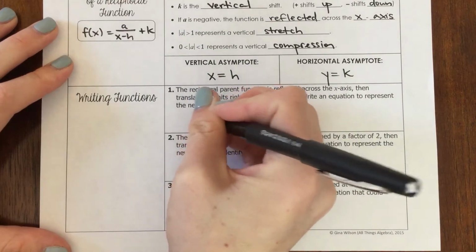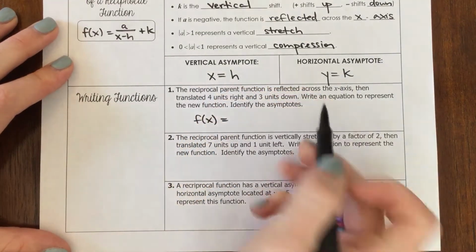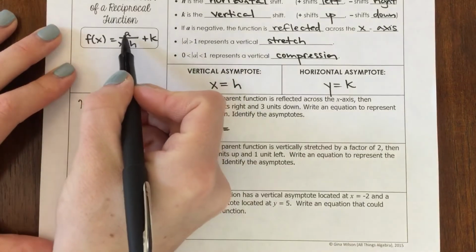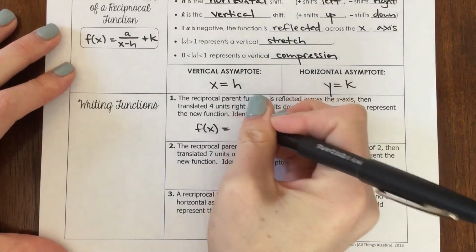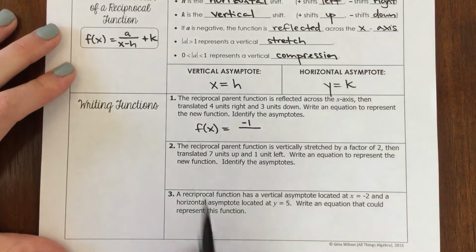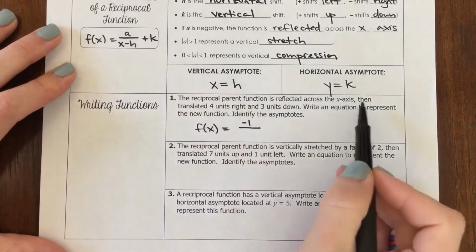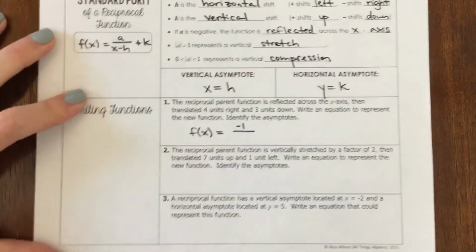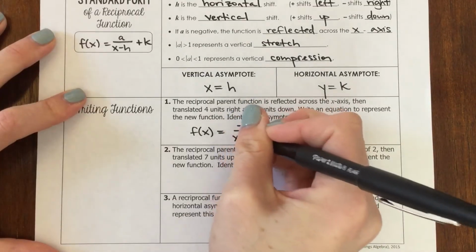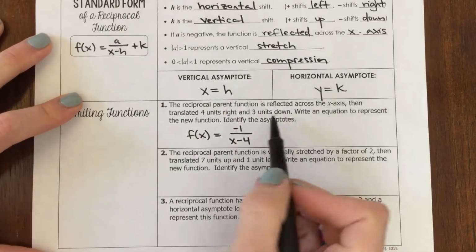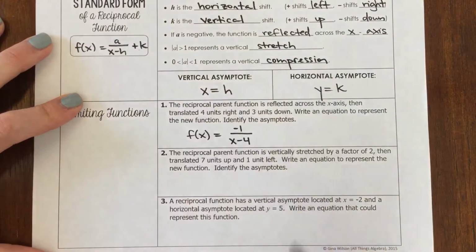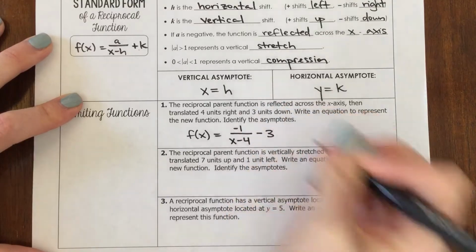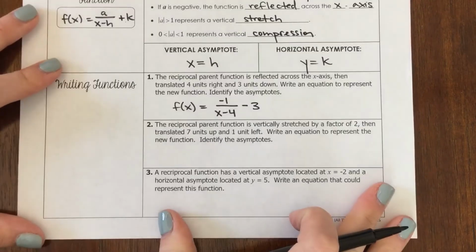So we can start with our f of x equals. It's reflected across the x-axis, which means this is going to be a negative number. They don't say anything about a stretch or a compression, so we're just going to assume it's a -1. x minus h, it's translated 4 units to the right, so to the right means we do a minus, so it'd be an x minus 4 down in the denominator, and then 3 units down would be a minus right here. So 3 units down would be -3, like that. So that is what our equation looks like.